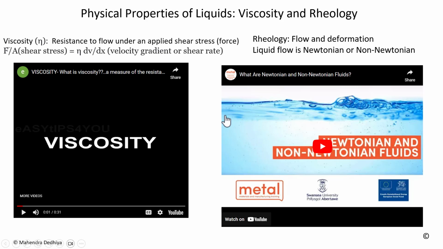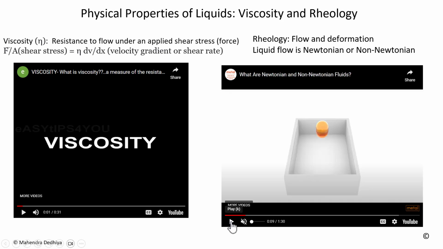Rheology is the deformation of liquid under shear stress. So when we apply force, the liquid will flow. And it is classified as Newtonian and non-Newtonian. So what does a Newtonian fluid look like? And what does a non-Newtonian fluid look like? In this video, we will observe that. First is a Newtonian fluid and second would be a non-Newtonian fluid.